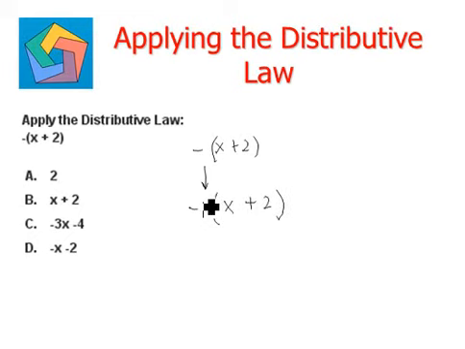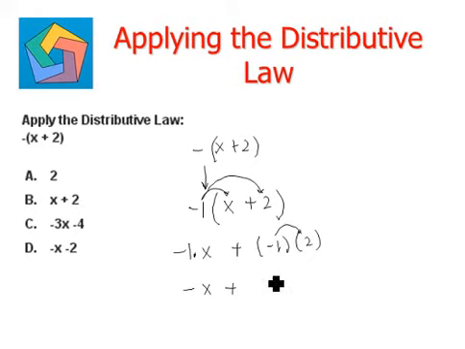We'll multiply negative 1 with x first and then with the 2. So negative 1 times x plus negative 1 times 2. Now this remains as it is, negative x, plus negative 1 times a positive 2.